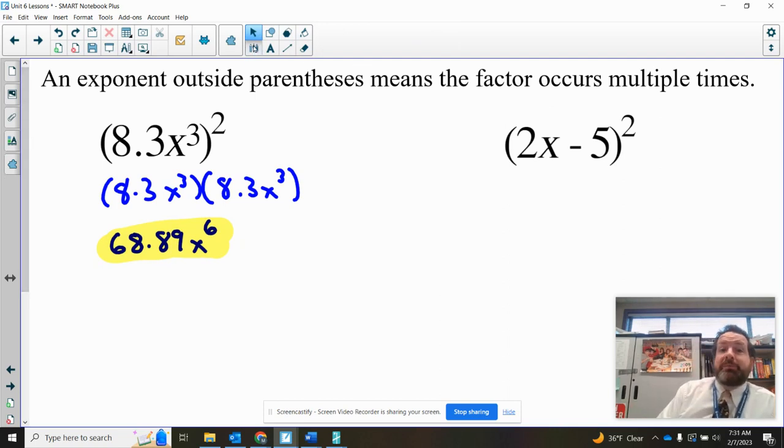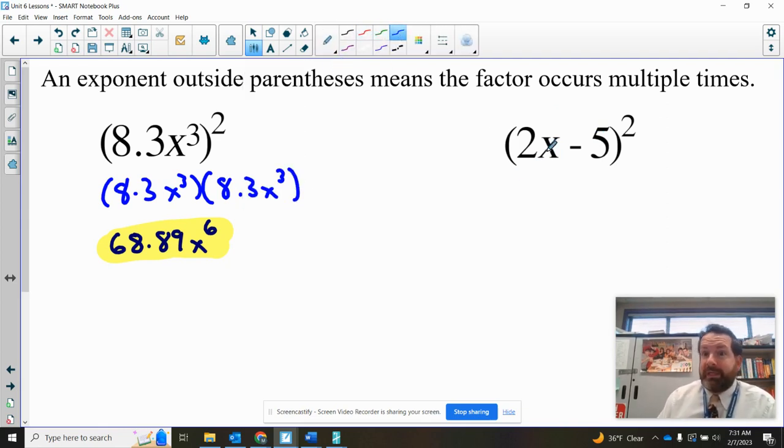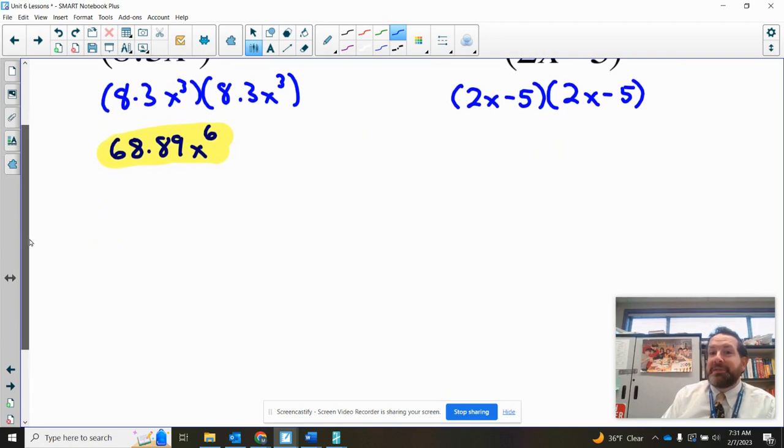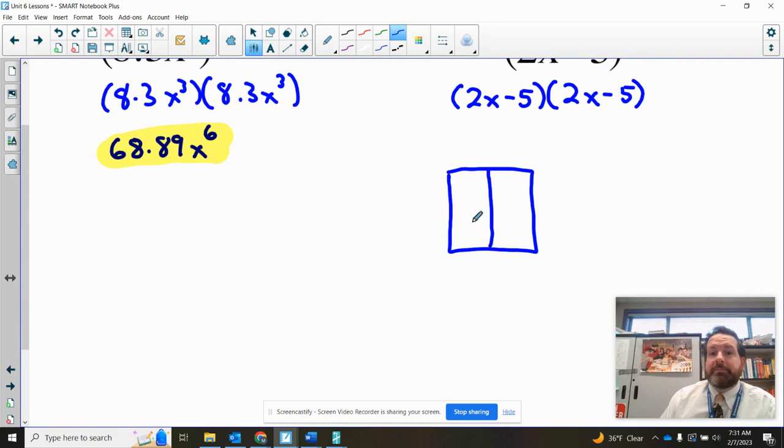That same thing is true even if it's a binomial raised to that power. So let's take a look at what's happening here. 2x minus 5 to the power of 2 just means take 2x minus 5 times another 2x minus 5. And that's something we know how to do. So let's set up a grid: 2x minus 5 across the top, another 2x minus 5 down the side. Multiply to fill your boxes.